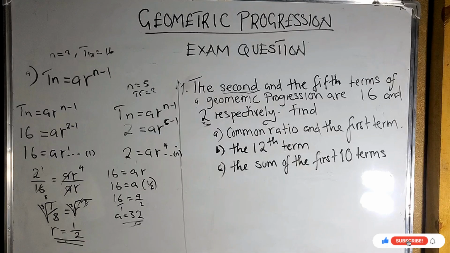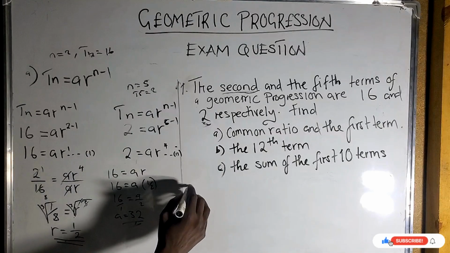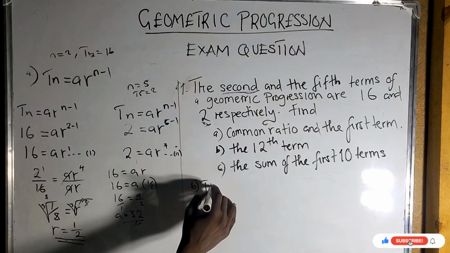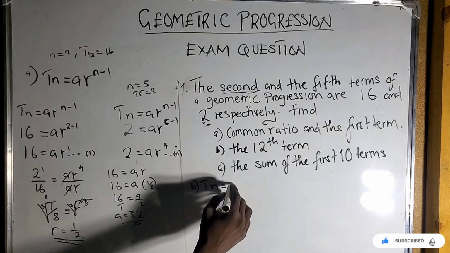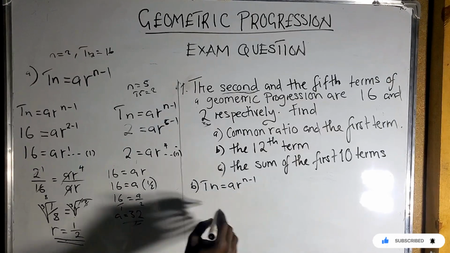The second question here is saying, find the 12th term. This is not difficult to find. This is question B. Let me solve it from here. Tn is equal to AR to the power n minus 1.